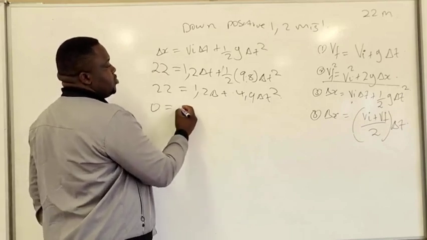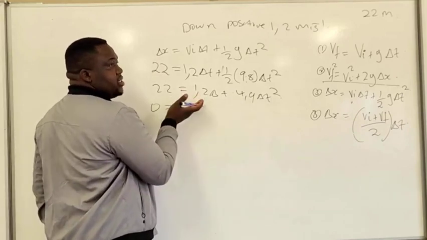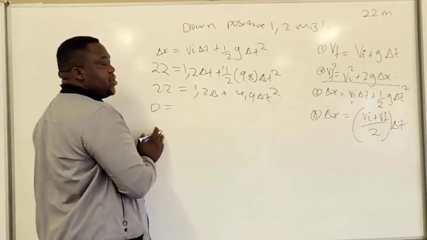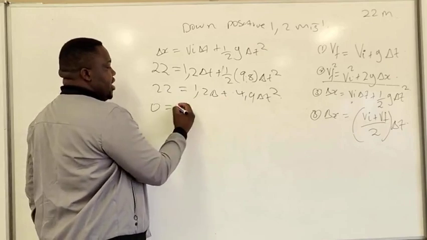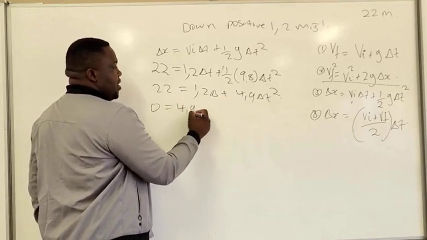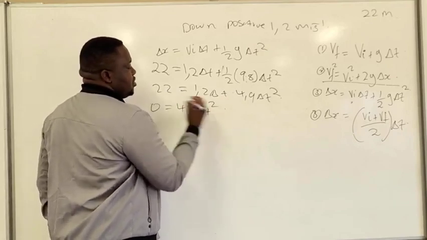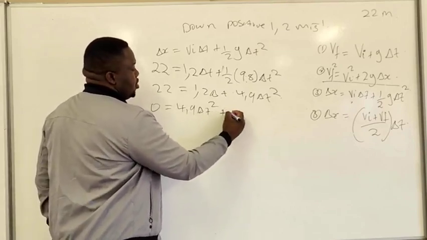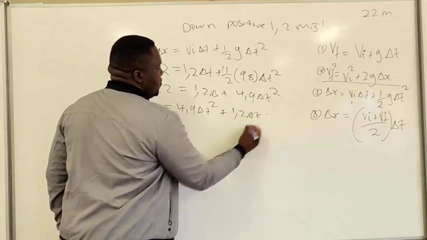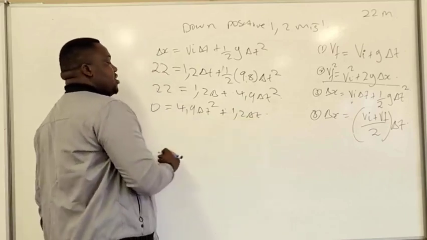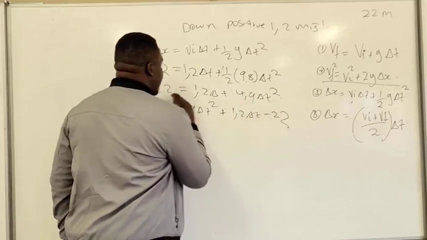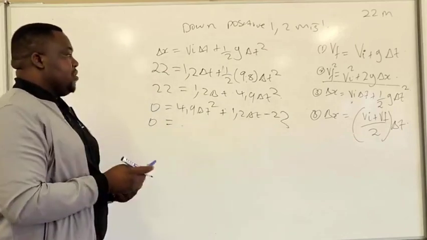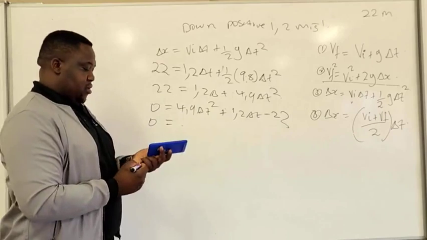So we're going to have 0 equals, let me arrange this like question 1 for mathematics, solve for x. So it means we're going to have 4.9 change in time squared, like 4.9x squared, then plus 1.2 change in time, 1.2x for example, then minus 22. I just took this 22 to this side. Then let us solve for t.